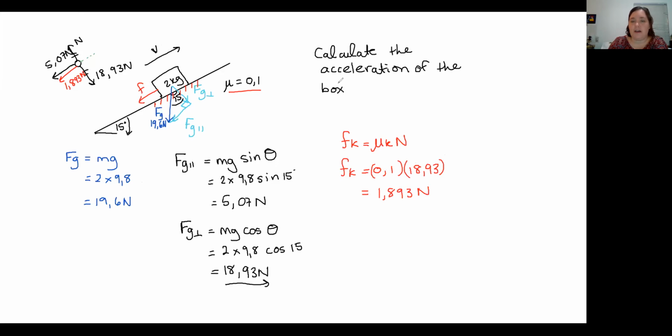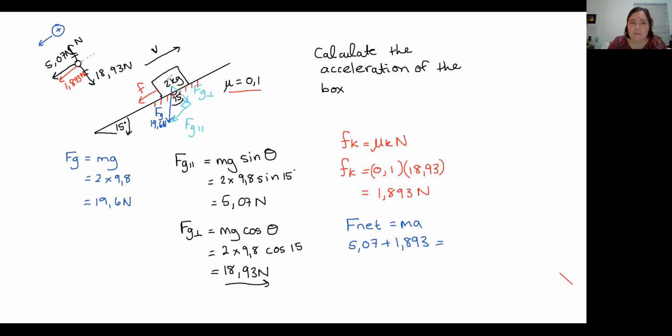For me to work out the acceleration of the box, I'm going to use the equation F net is equal to ma. That's Newton's second law. My resultant force, you pick a direction as positive and stick with it. I'm going to pick the direction down the slope as positive. So it's 5,07 plus 1,893. I know I've got more and fewer decimal places. It's fine as long as at the end you round to 2.